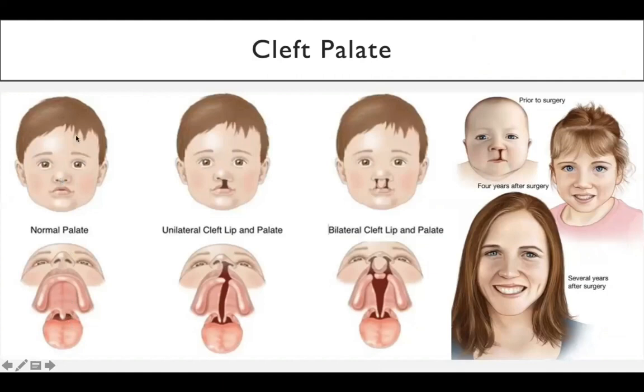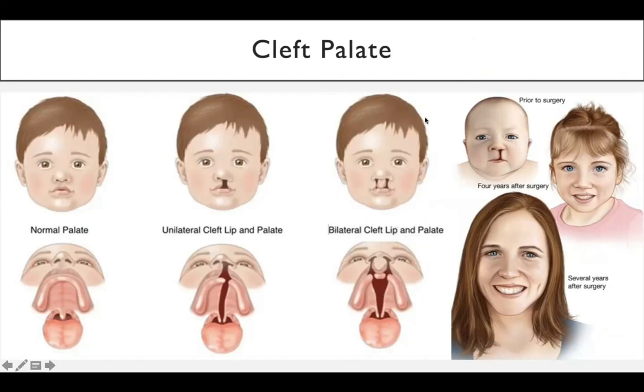So this is a normal palate, the frontal facial view, anterior view, and this is one of the transverse views. Then you see a unilateral cleft lip and palate, because the lip and the palate are both involved. Here is another view, and another transverse, horizontal view. Then there is bilateral cleft lip and palate. Both lip and palate are involved, and this is bilateral.